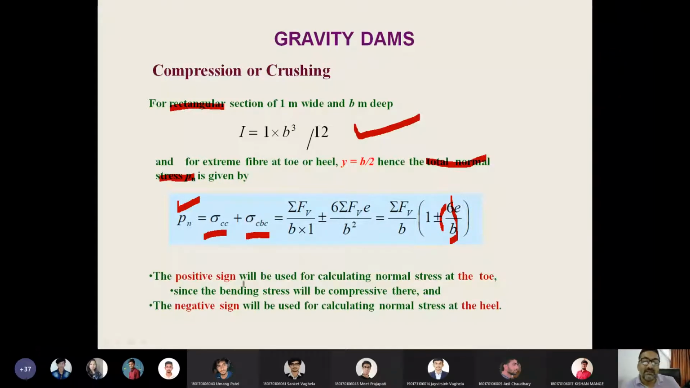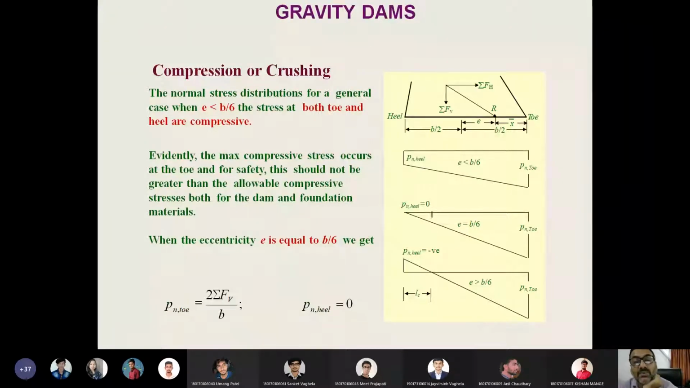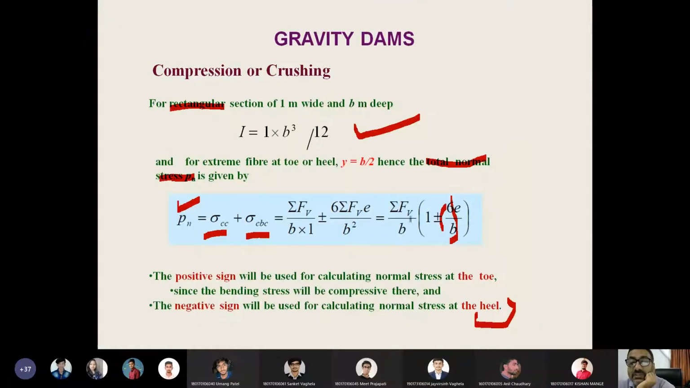The positive sign will be used for calculation of normal stress at the toe, since the bending stresses will be compressive there. Are you getting this? The positive sign would be taken only at the toe and negative would be taken at the heel to calculate the normal stresses. So let's see here. This is the equation. This is heel. This is toe. And we are going to use this equation. Which equation?